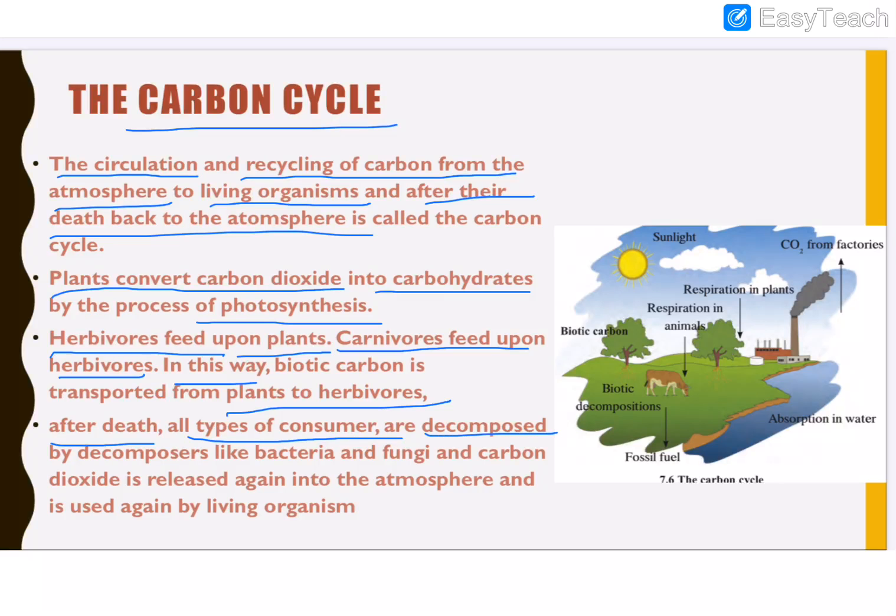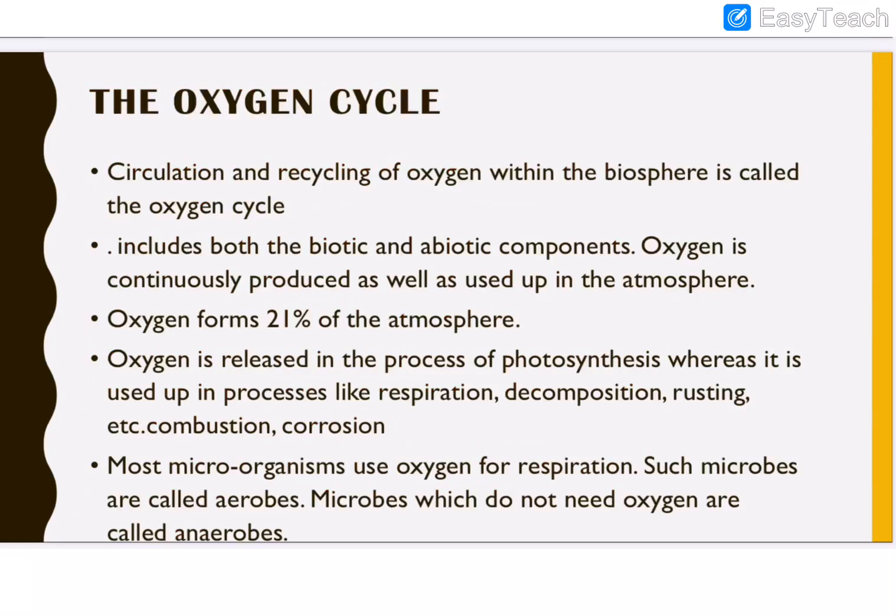After the death, all types of consumers are decomposed by decomposers. So after the death of the herbivores and carnivores, you know that there are different levels of carnivorous animals or consumers, they are decomposed by decomposers like bacteria and fungi. Carbon dioxide is released again to the atmosphere. So in the decomposition process, when these animals are dead, carbon dioxide is released to the atmosphere and used again by living organisms. In this way the carbon is rotating, circulating in the ecosystem.